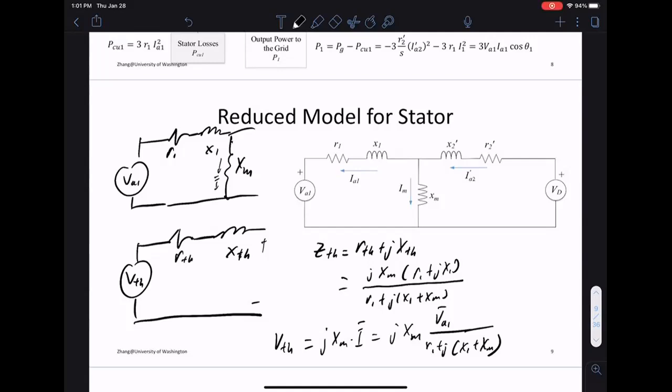Sometimes, if we want, we can reduce this to something equivalent to model the system more accurately, including the shunt. So we just replace VA1 by VTH, and replace the impedance by this lumped impedance ZTH. Any questions?